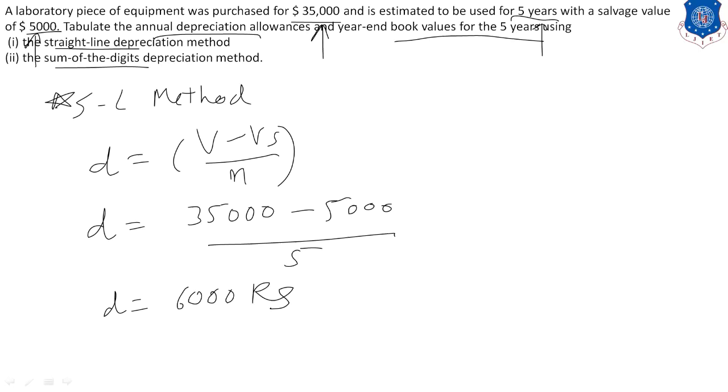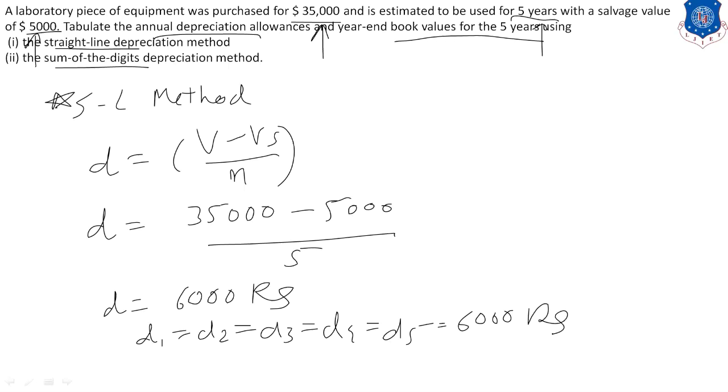So it becomes the same for all 5 years. So we can say that D1 is equal to D2 is equal to D3 is equal to D4 is equal to D5 is equal to 6,000 rupees. In straight line method, depreciation is fixed for each year. That's why we can write D1 is equal to D2 is equal to D3 is equal to D4 is equal to D5 is equal to 6,000 rupees.